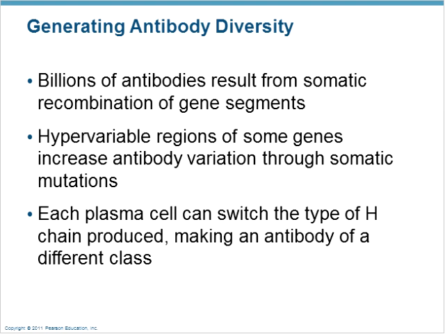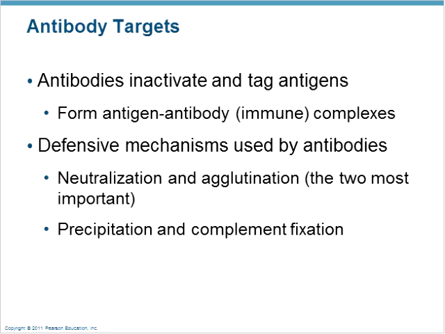Talking about generating antibody diversity, there are billions of antibodies which can result from somatic recombination of the gene segments, if you will. There's hypervariability, lots of variable regions on some genes, which increases the antibody variation through what's called somatic mutation. That's where each plasma cell can switch the type of heavy chain produced, making an antibody of a different class. And so that's just what you got. And this is a variation, if you will, of the theme.